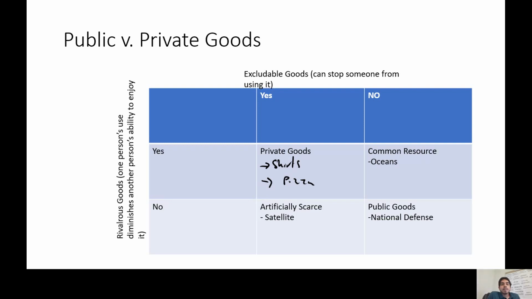If something's not rivalrous, my consumption of it doesn't diminish another person's ability to also enjoy that thing. So stuff like satellite, but satellite is something that can be excludable, right? We have all types of plans that can exclude people from enjoying satellite television, and we classify that as an artificially scarce good. And again, private markets can still produce reasonable quantities of any good, right? So this is the domain of private markets.